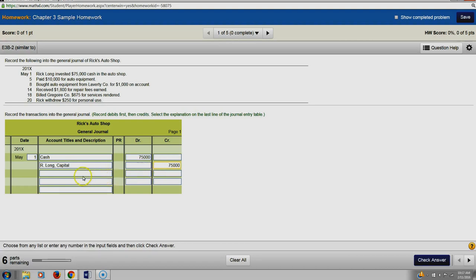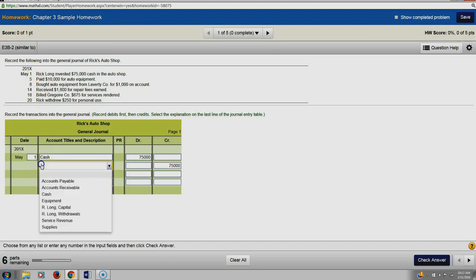record that entry by entering the month, which is already there, the date is already there, the day of the month, May 1st, the account to be debited. I don't think you can indent here. Okay, so let me come back to our law. Okay, so that takes care of the first transaction.